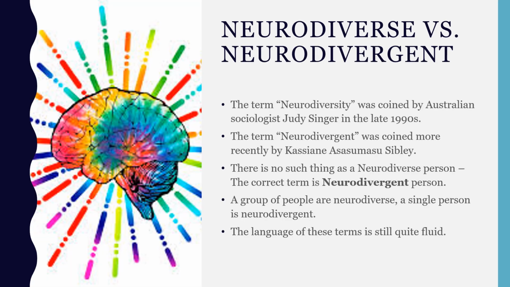So with this shift in focus, you may have heard more about the term neurodiverse or neurodivergent when discussing people on the autism spectrum. The neurodiversity term was coined by an Australian sociologist in the late 1990s named Judy Singer. Neurodiverse itself refers to a group of people where some of the members of that group are neurodivergent. So there is no such thing as a neurodiverse individual. The correct term is neurodivergent individual.